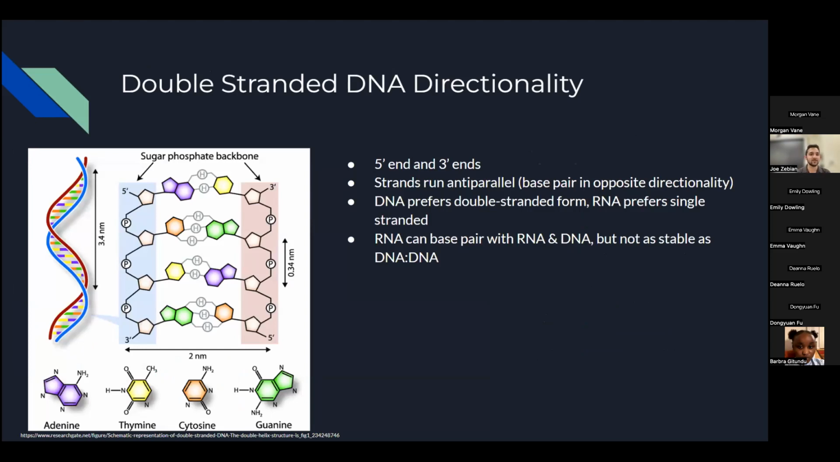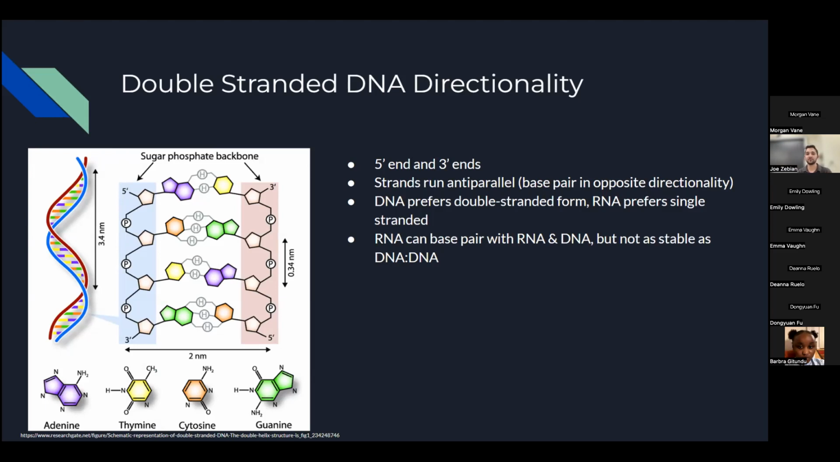Okay, double-stranded DNA directionality. Yeah, this stuff is tricky. So DNA has a 5' end and it has a 3' end. Each strand, so you have a template strand and a non-template or coding strand, each of them has a 5' end and a 3' end. The strands run anti-parallel to each other, and that's how they base pair in opposite directionality. That's how base pairing complementarity works.